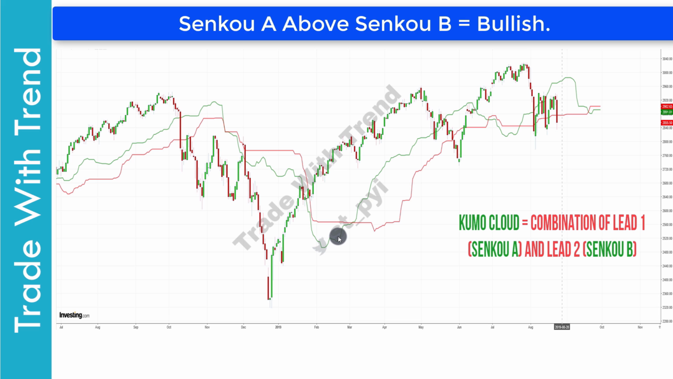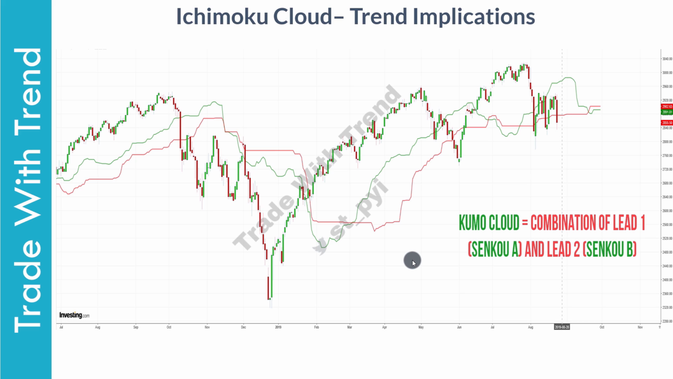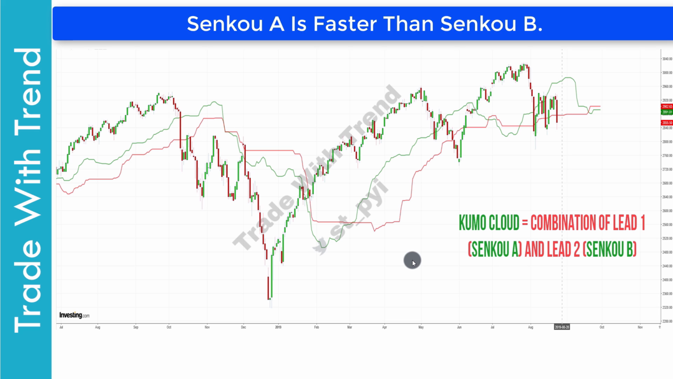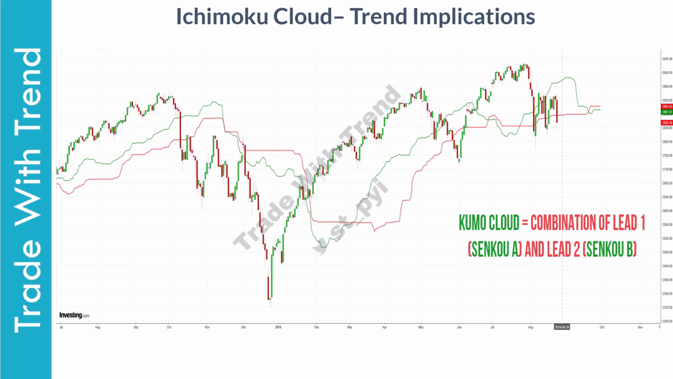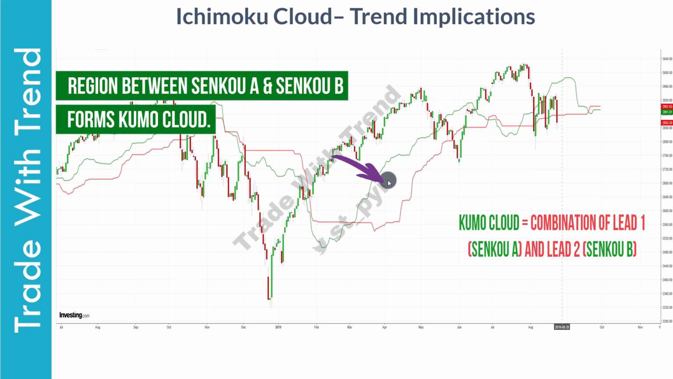Do recollect that Senkou A is the average of Tenkan and Kijun, which are calculated over maximum of 26 period interval. Whereas Senkou B, if you see, is average of last 52 period high and low, and hence it is slower than Senkou A. When Senkou A and B come together, you get the Kumo cloud. This area here between Senkou A and B is shaded, and this region acts as support and resistance for price.